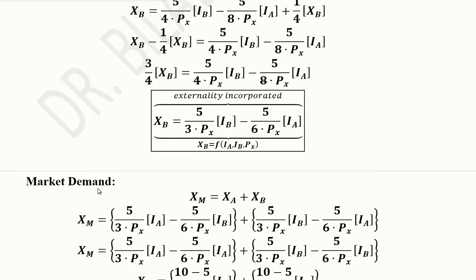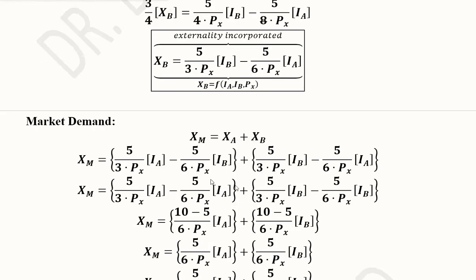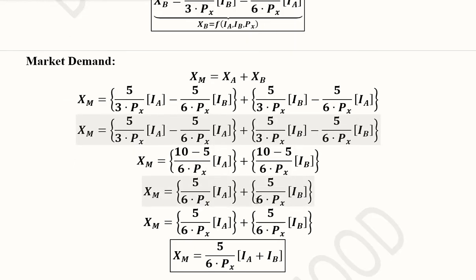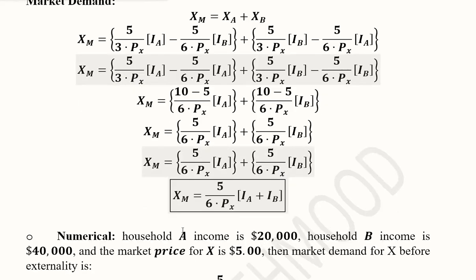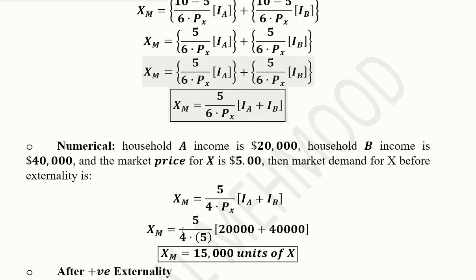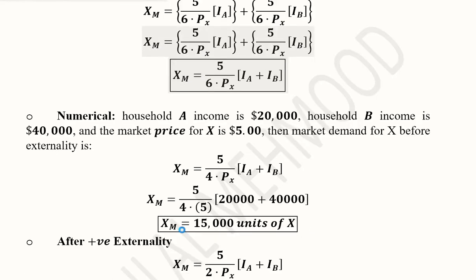Now we can come to the market demand, which should be the sum of the two demand functions XA and XB. So this is the value of XA and this is the value of XB, and then we have gathered the value of IA and in this case of IB, so that we could take common and simplify it. After simplification we expect to get this answer, and this is the externality augmented market demand function where the externality is negative in nature. Let us do a numerical to put a stamp of validity and verification on it.